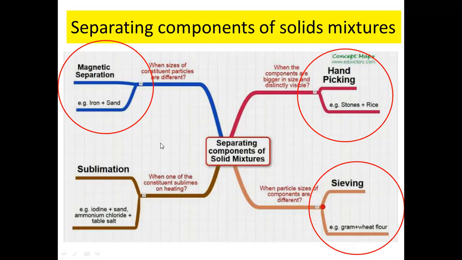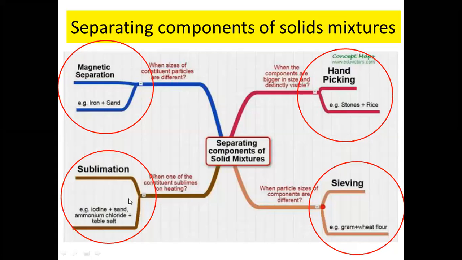The fourth one is sublimation, used particularly when one of the constituent substances sublimes on heating. I have already taught sublimation to you in the previous lecture. This is the direct conversion from the solid to the gaseous phase, and the process is called sublimation.